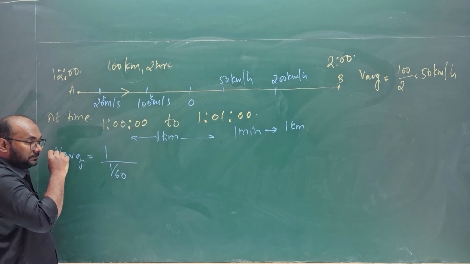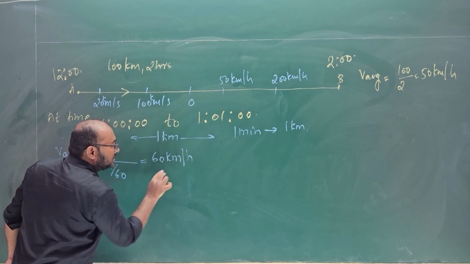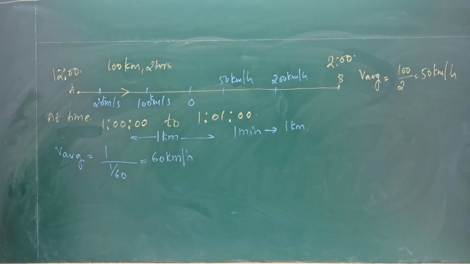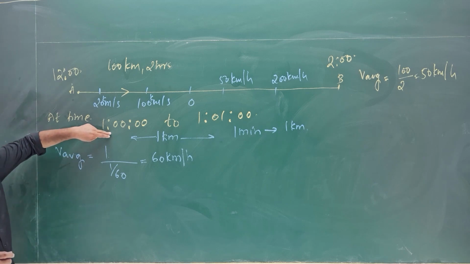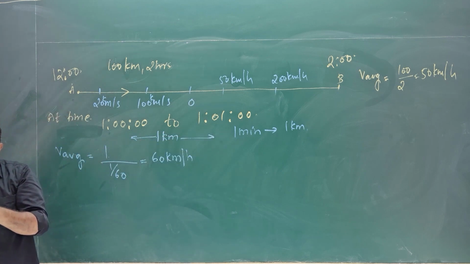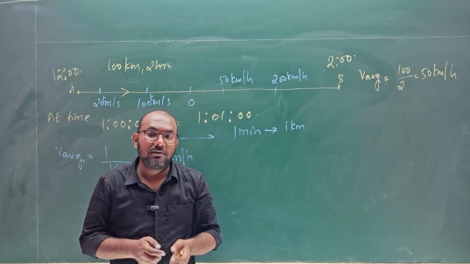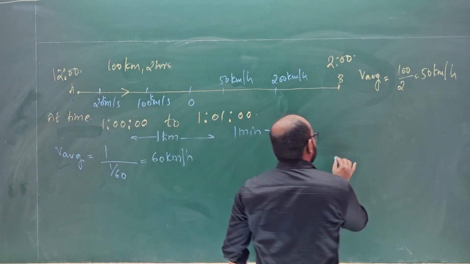Can I write like this? Yes. Then can I say that the body is moving at 60 kilometer per hour in what time? 1 hour and 1 minute. That means in that 1 minute, the body is traveling with what? 60 kilometer per hour.